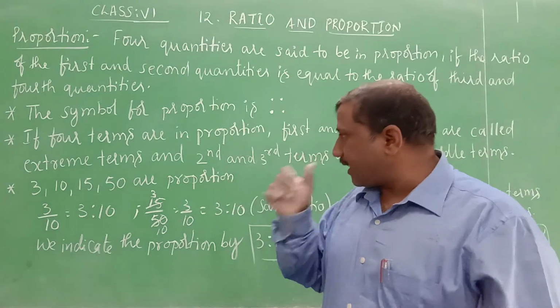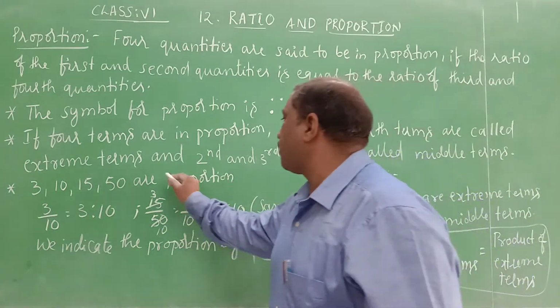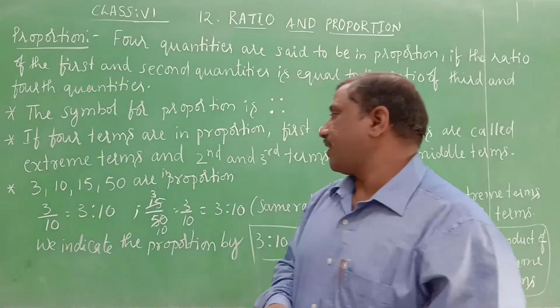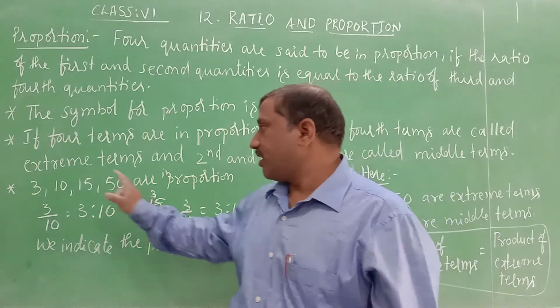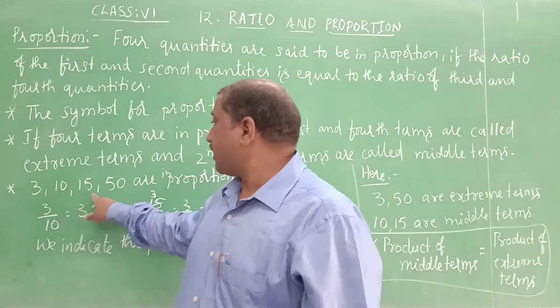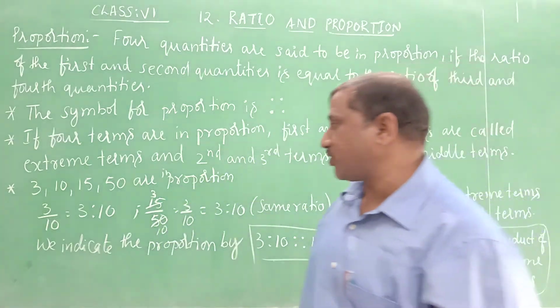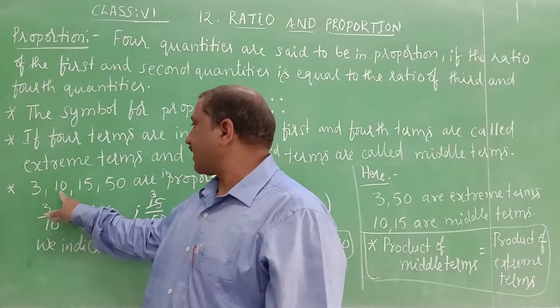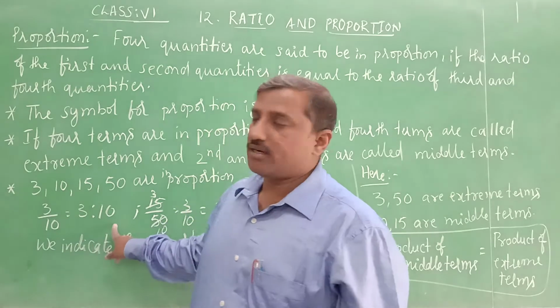Example: 3, 10, 15, 50 are in proportion. See, we can check whether they are in proportion or not. You should take the order. Find the ratio of the first and the second term, third and fourth term. If the ratios are same, yes, they are in proportion. First term is 3, second term is 10. The ratio is 3 by 10, which is 3 is to 10.